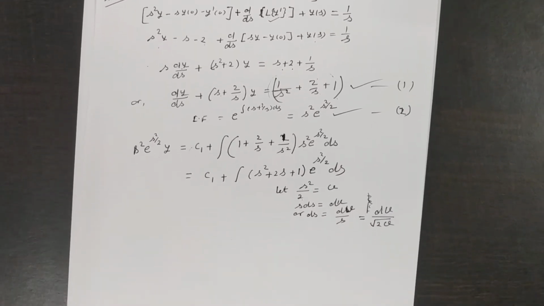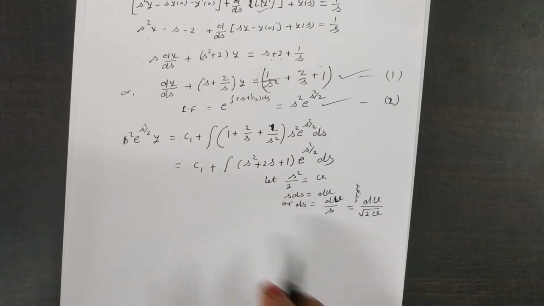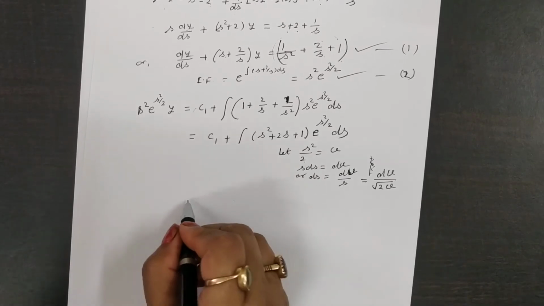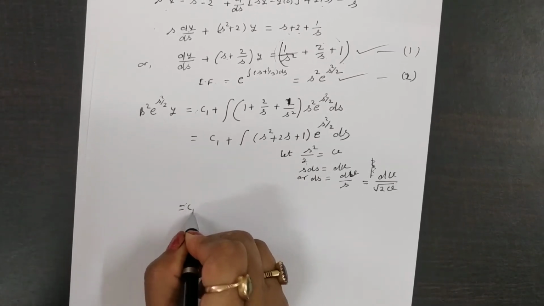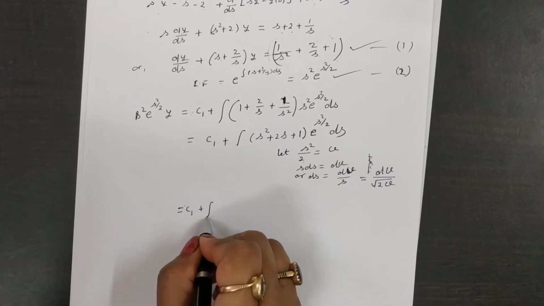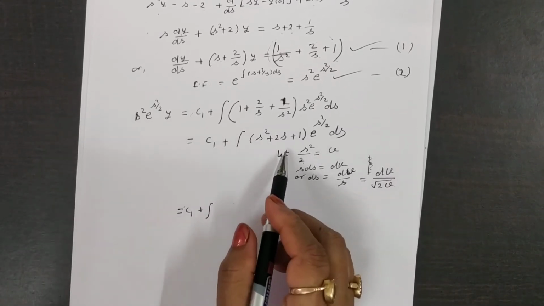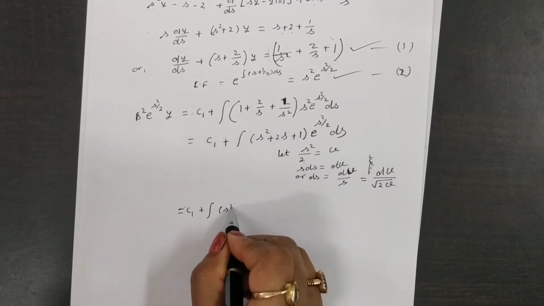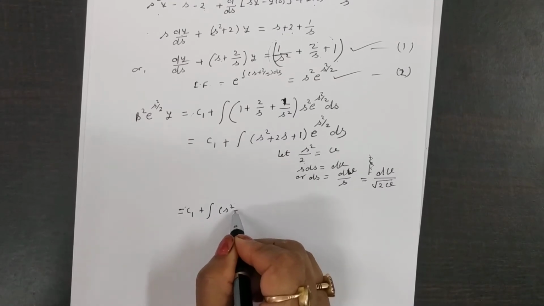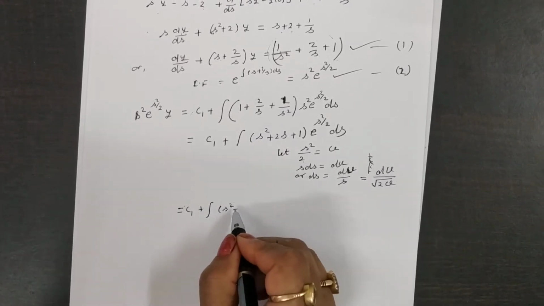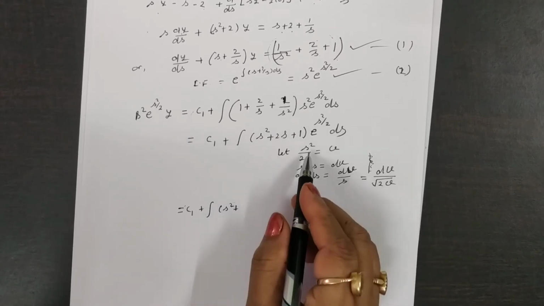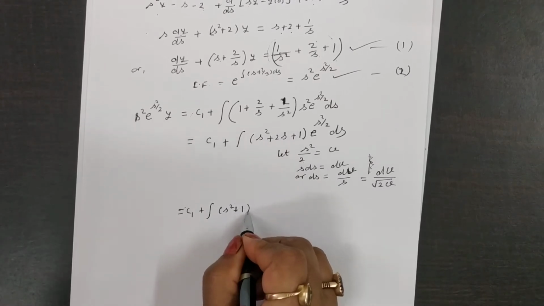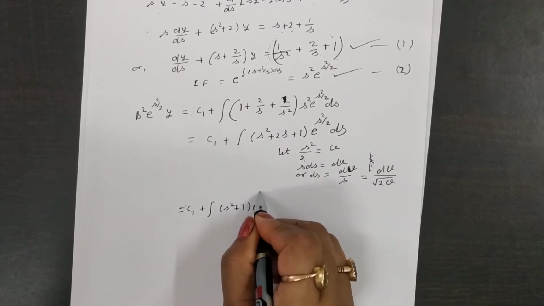I think this you have clear. Okay, so the solution of this can be, this is only the integration of this one, so this is again equal to c1 plus, okay, this is equal to s plus 1, that is s plus 1, that is s square plus 1, because here is s square, so s square plus 1, e to the power s square by 2 ds.